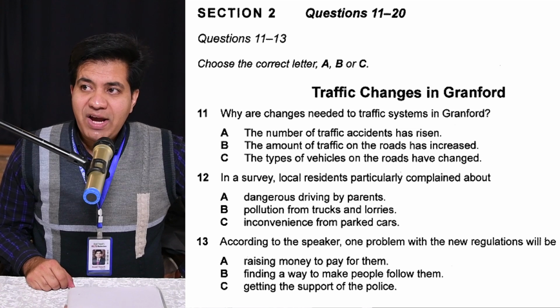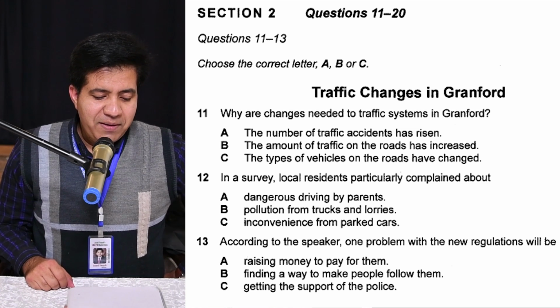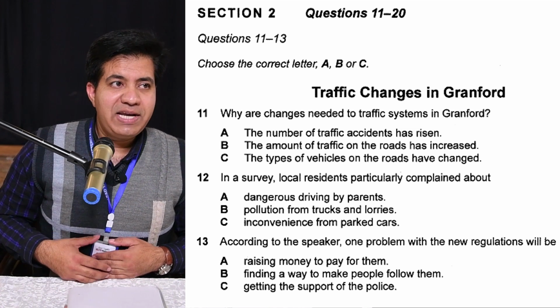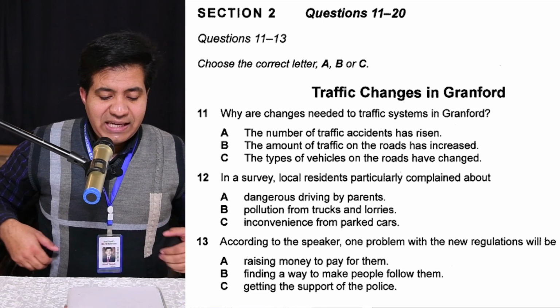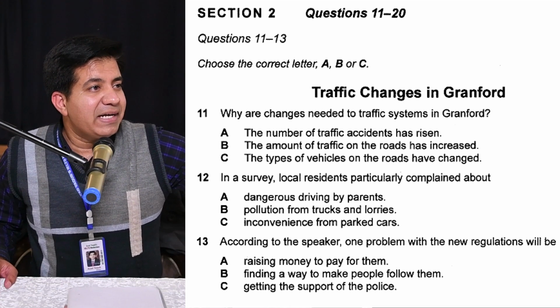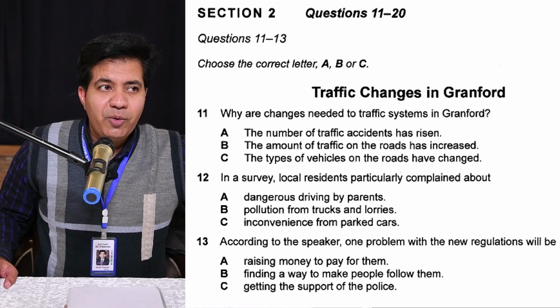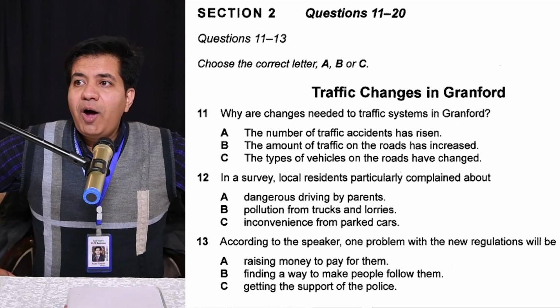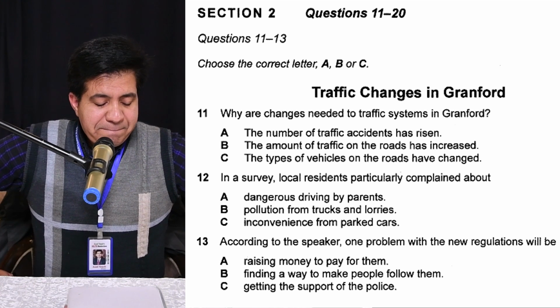A is dangerous driving by parents. No. B is pollution from trucks and lorries. No. It's C, inconvenience from parked cars. They used visibility and parked cars on the road, right? So it is option C.